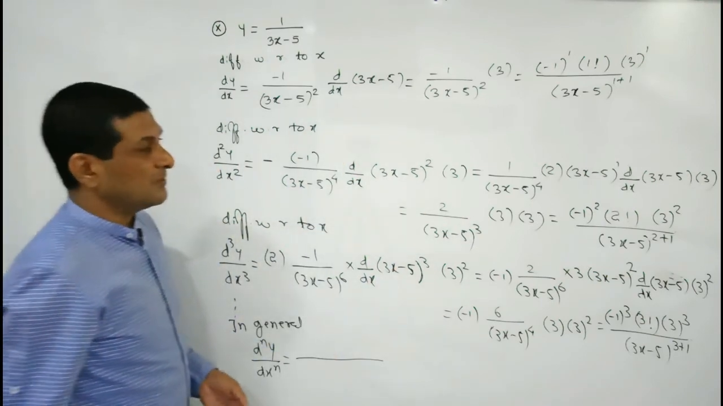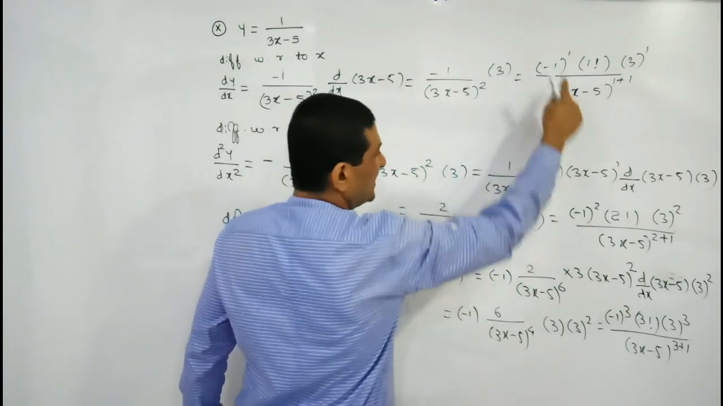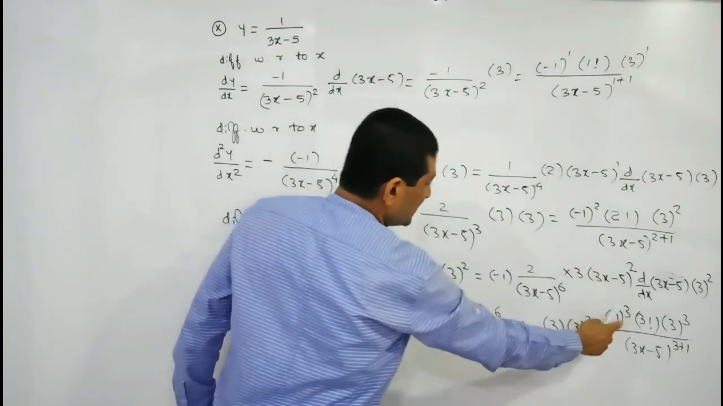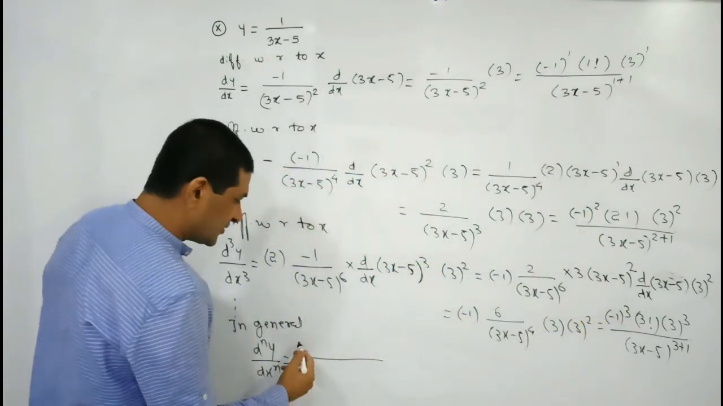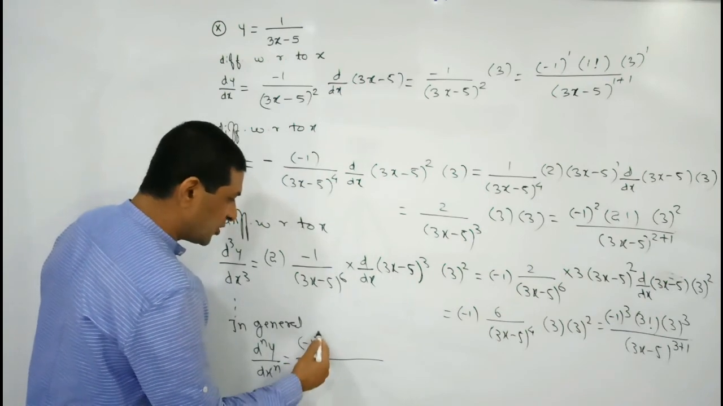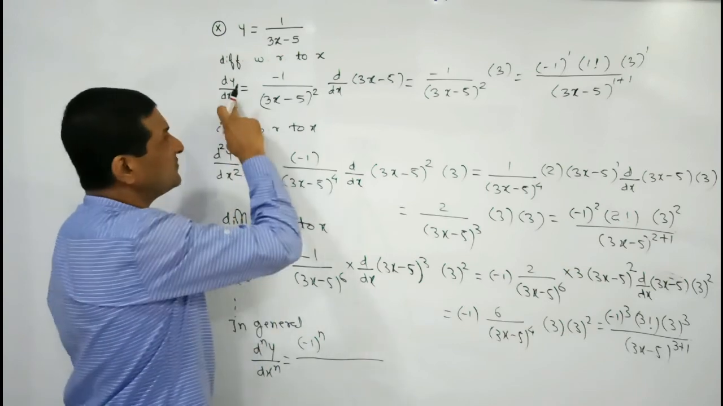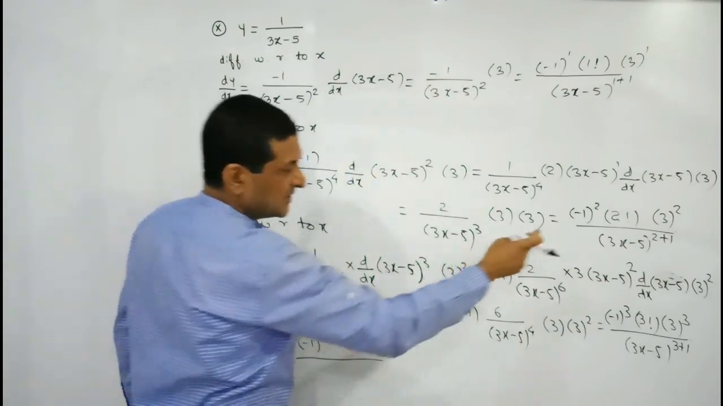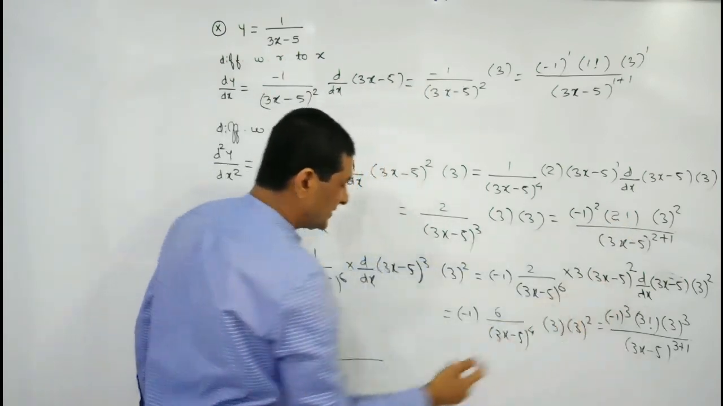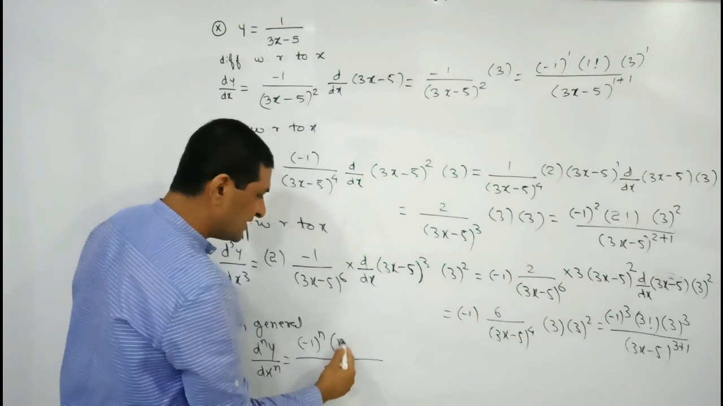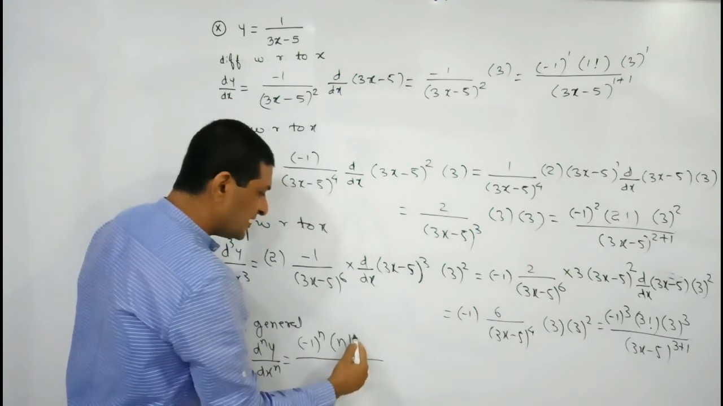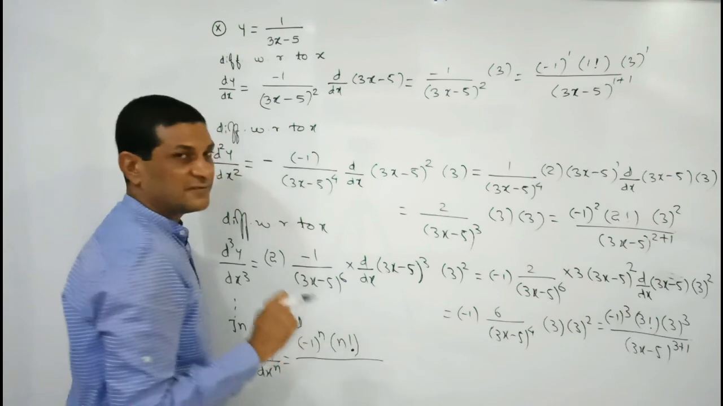Okay. So now here power of minus 1 is 1, in second order derivative power of minus 1 is 2, in third order derivative power of minus 1 is 3, means we can say that in nth order derivative power of minus 1 will be n. In case of first order derivative we are getting 1 factorial, in the second order 2 factorial, in the third order 3 factorial, means in the nth order we will get n factorial.